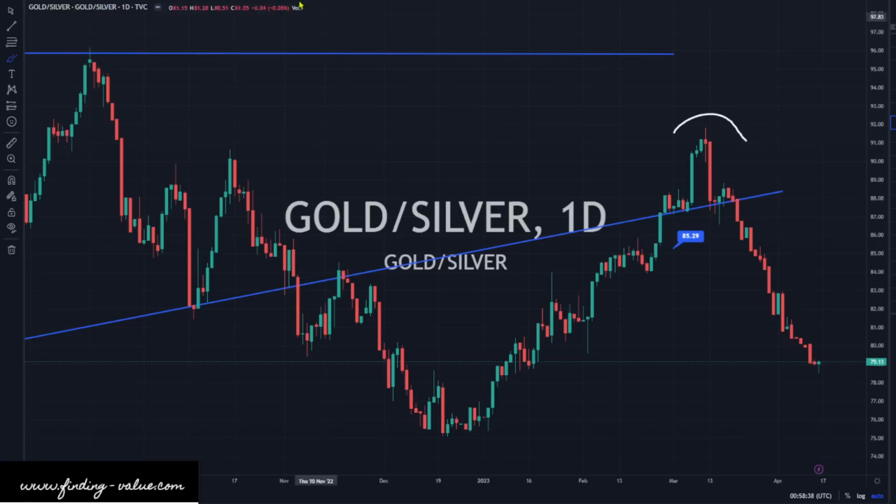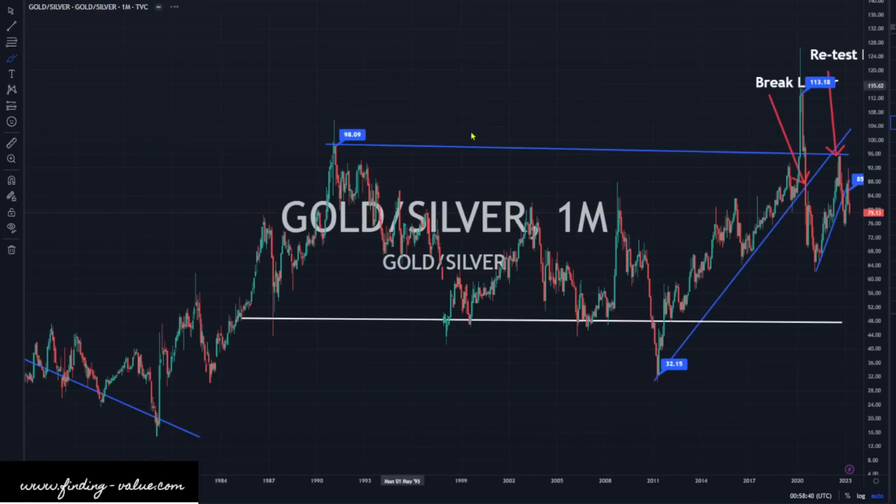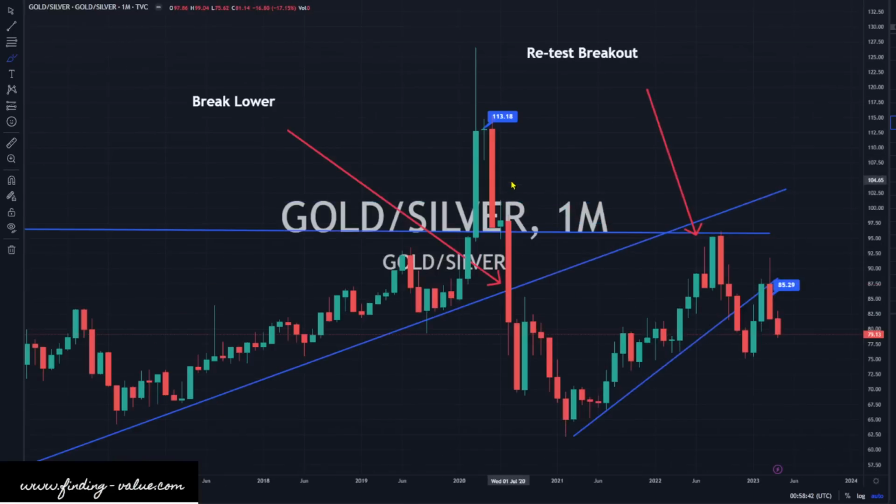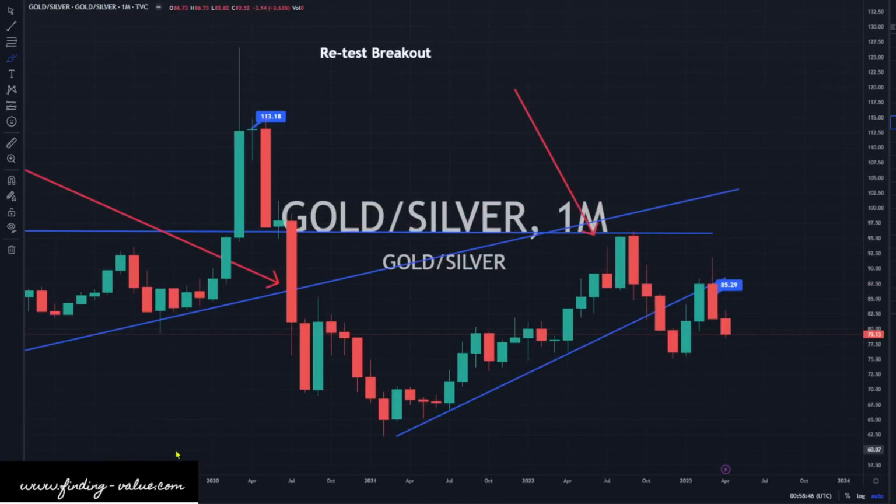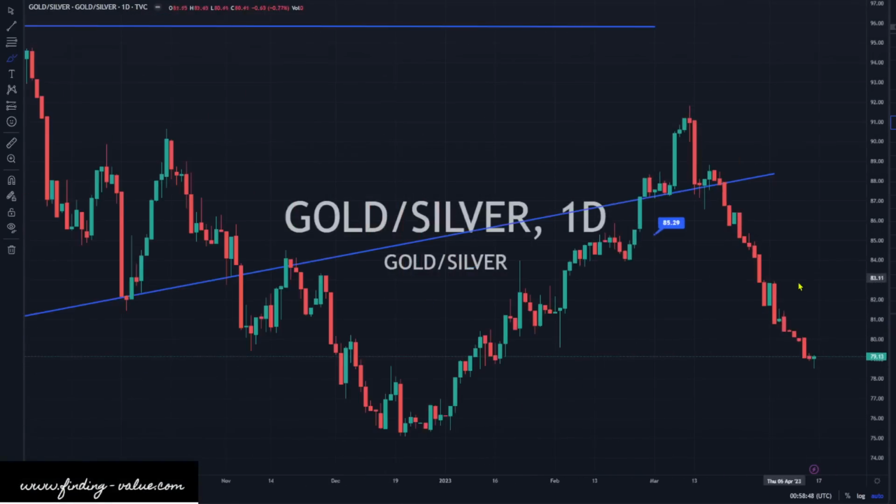Things don't move in a straight line. We've had a pretty big move here in silver outperforming gold. So again, I'm not looking for this to go straight lower, but I do think it's going to work its way lower, grinding on down over the long term, where silver is going to outperform gold.